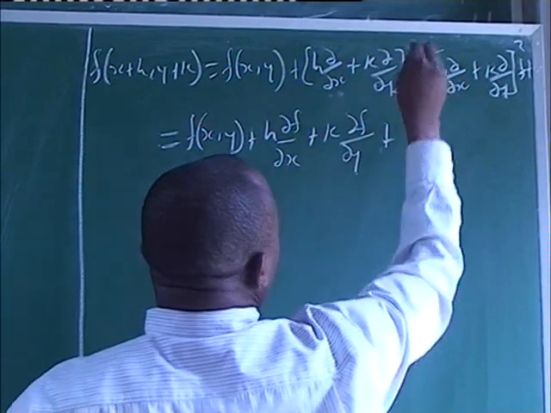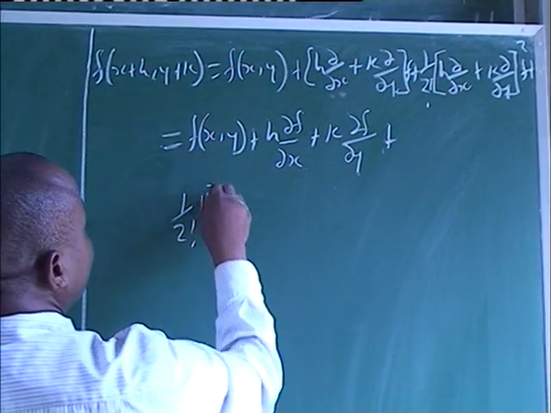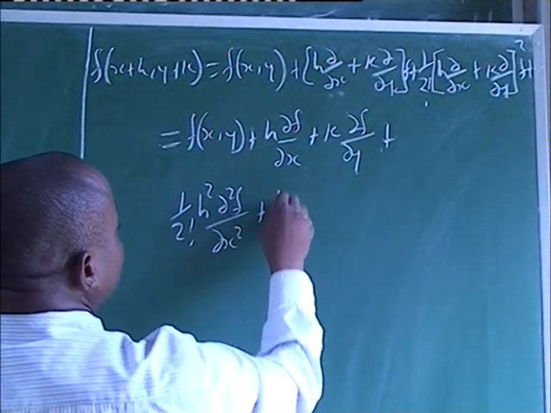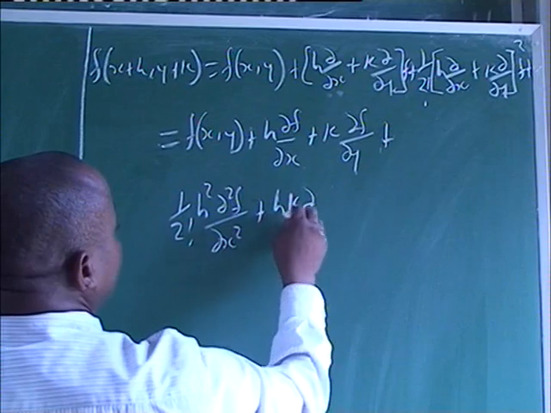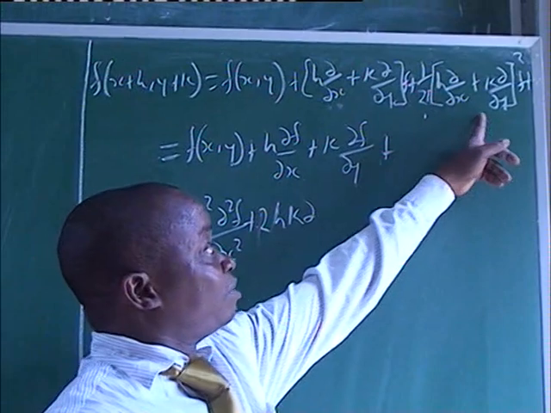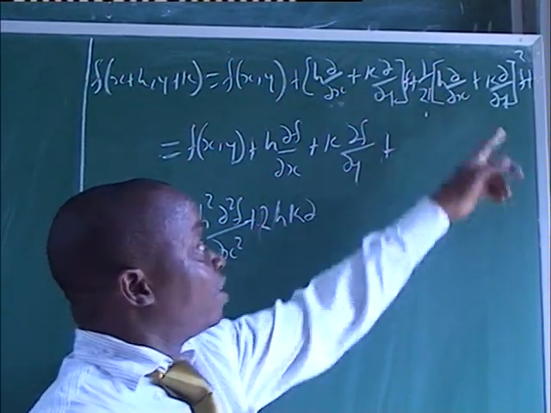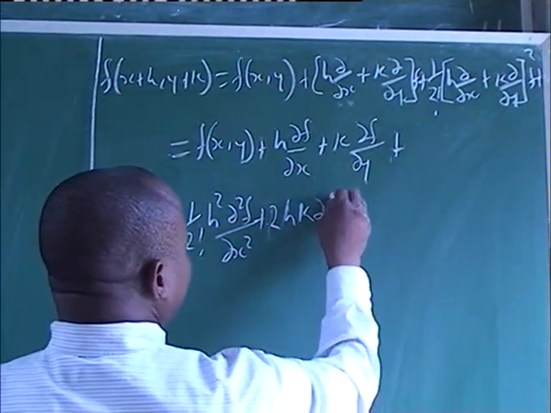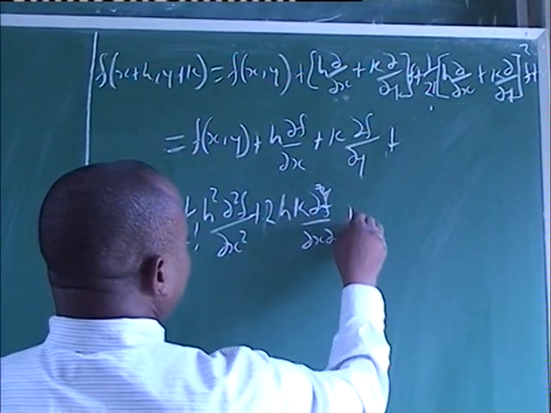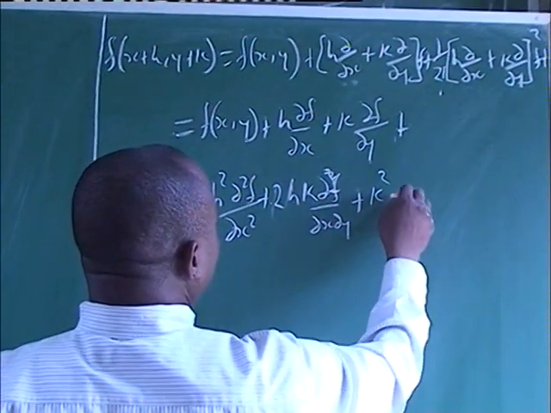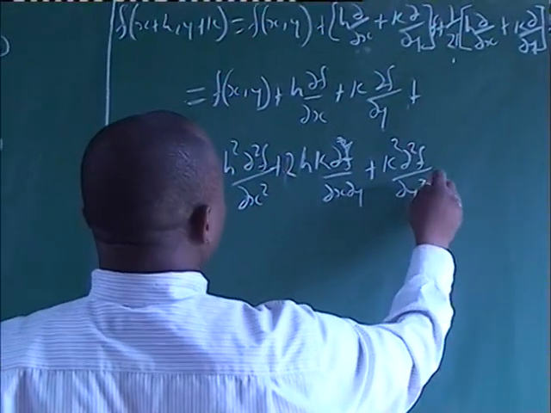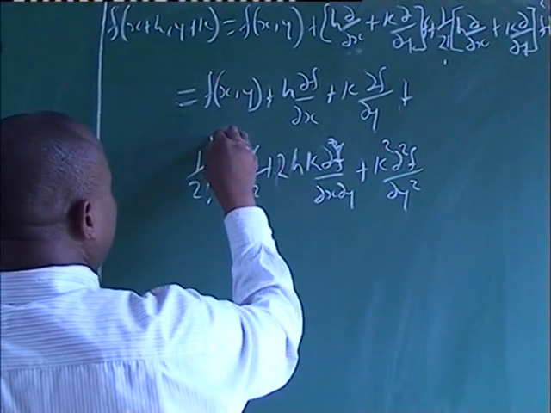Now here is 2 factorial. Then h squared partial square f over x squared plus 2hk partial square f over partial x partial y, by binomial expansion. That's what we did. Then plus k squared partial square f over partial y squared. Now see what I have here.